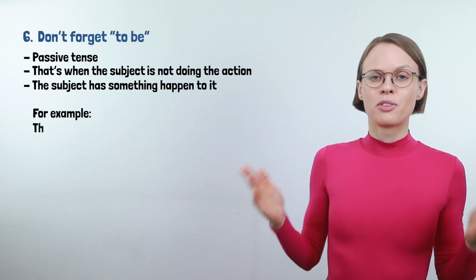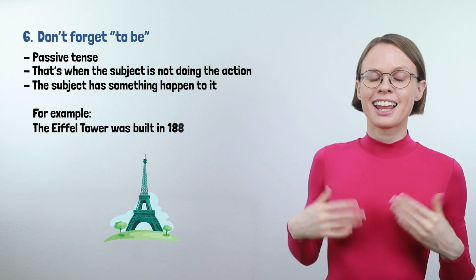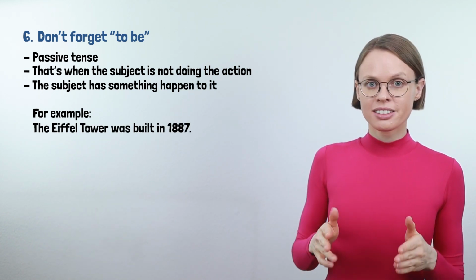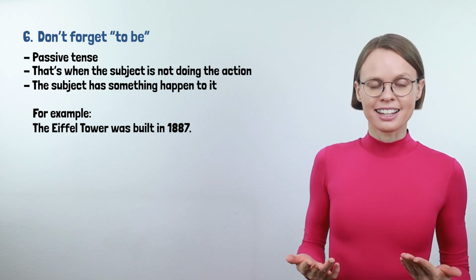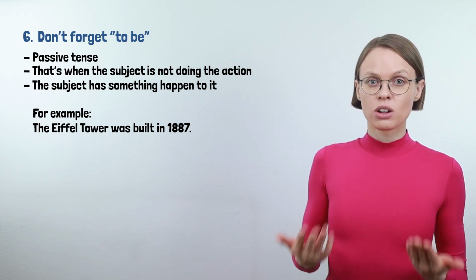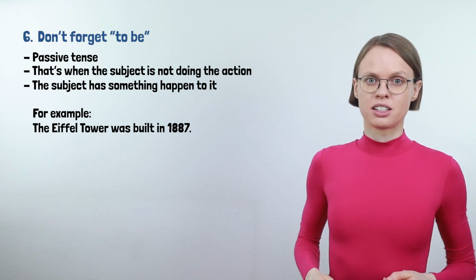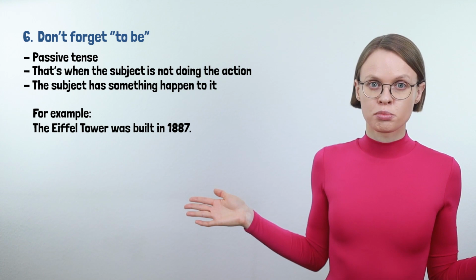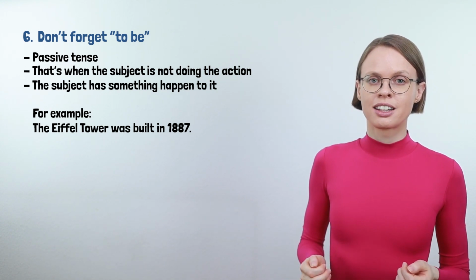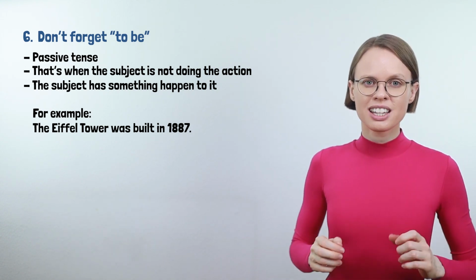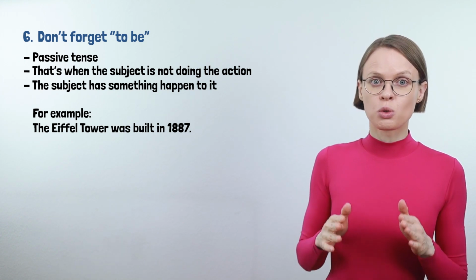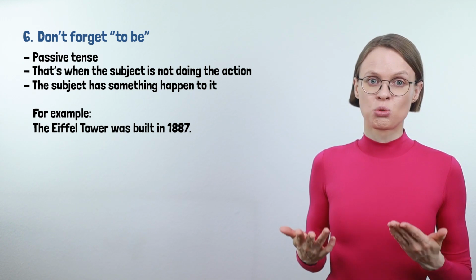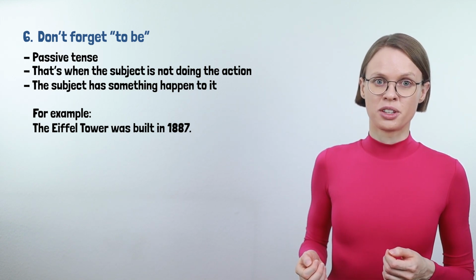For example, the Eiffel Tower was built in 1887. In other words, someone built the Eiffel Tower in 1887. It's not necessary to say who did the job. In this case, the listener assumes lots of people worked on the project. However, it's really easy to forget the to be when you are speaking in the passive tense. The meaning can really change if you forget it though.